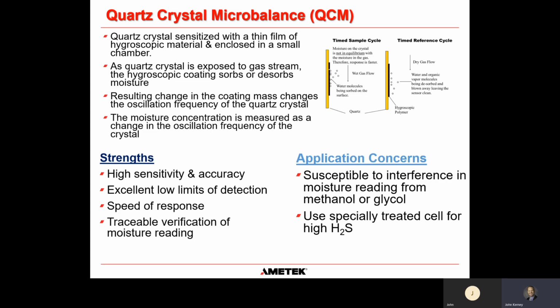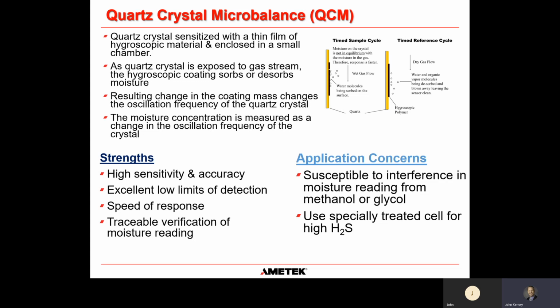So the more water that's on the hygroscopic material, the slower the crystal oscillates. The less water that's on the material, the faster the crystal oscillates. So we look at that frequency of oscillation and correlate that to moisture concentration, typically something like ppm or ppb, and that's how these sensors are typically calibrated. I'm going to go through a little more detail in a minute on that cycle, but some of the things that the quartz crystal sensor has some strength in: it's very sensitive and fairly accurate.